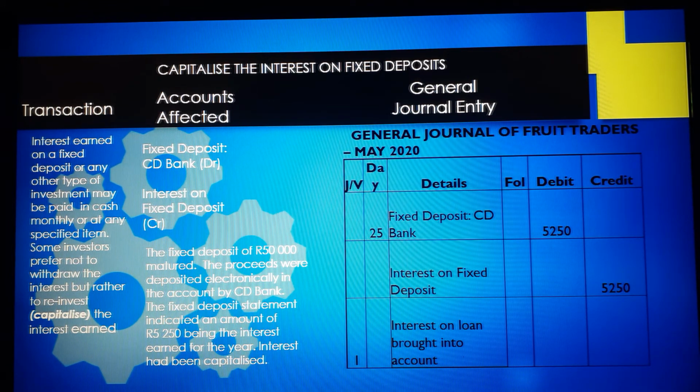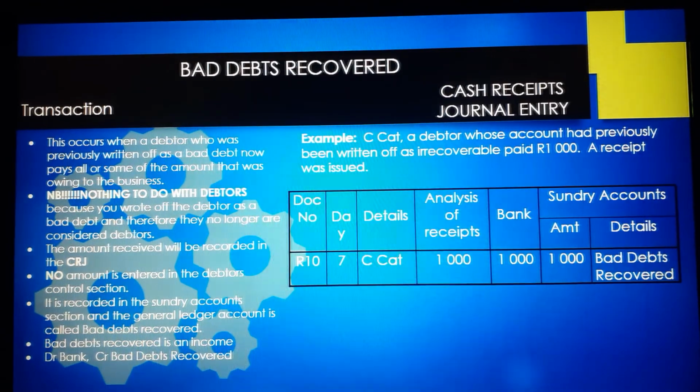And we credit our interest on fixed deposit because that is the income that we eventually will earn from this fixed deposit. So if we look at how we enter into the general journal, our fixed deposit is debited, our interest is credited, and we only enter the amounts into the general debit and credit columns.